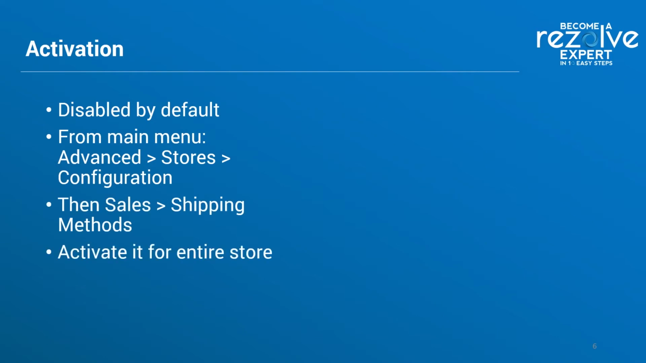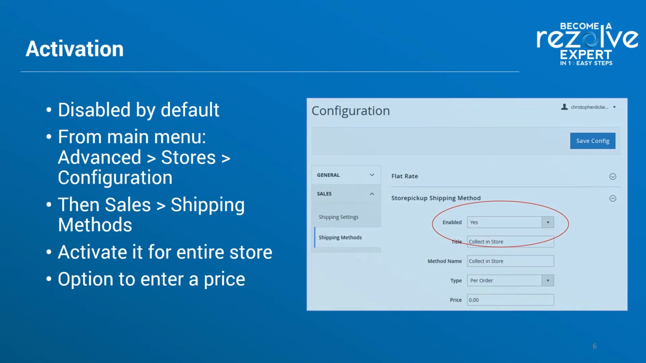You need to activate it for the whole store. You can't just activate it for certain products, and within a default merchant portal, it's disabled by default. So it won't be there unless you activate it via this area, via this sort of sales and then shipping methods area. You also have the option to enter a price for Pickup in Store if you wanted to charge like a basic handling fee or administration fee or whatever you want to call it. You can have that as well.